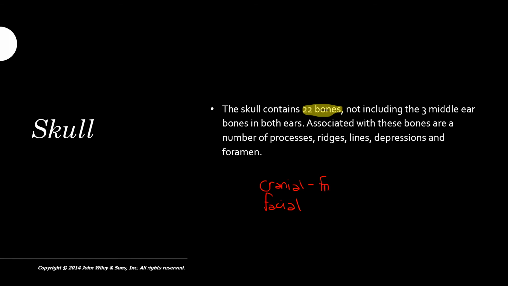So we have the frontal bone, we have 2 parietal bones, we have 2 temporal bones, the occipital bone, the sphenoid bone, and then also the ethmoid bone. And then the facial bones make up the facial structure.